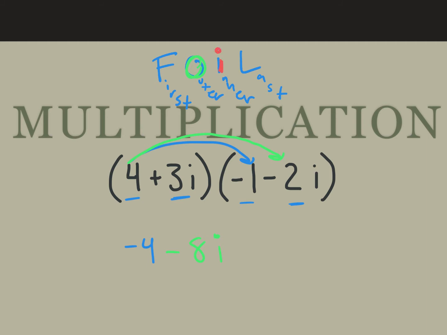Then we multiply the inner, so that would be the 2 on the inside. So it's 3i times negative 1. Negative 3i. And then we multiply the last. So it'll be the last one in the first parentheses and the last one in the second. Negative 6i squared. Perfect. So we multiply 3 times negative 2, which gives us negative 6. And since we have 2 i's, i times i would be i squared.